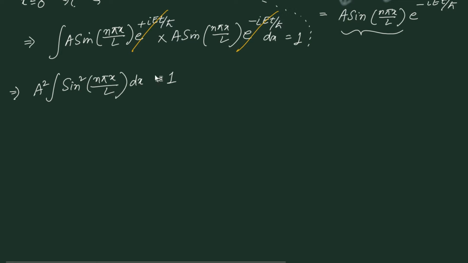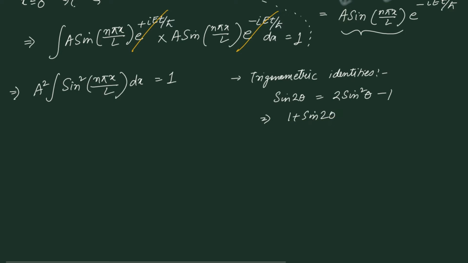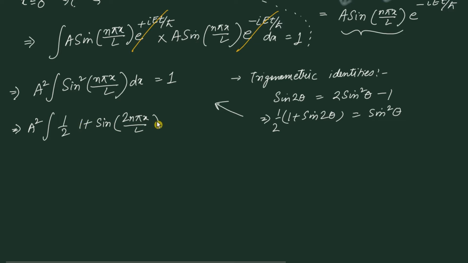So to solve this integral, we can apply some kind of trigonometric identities. For example, cos twice theta is equal to 1 minus twice sine square theta. So this is 1 minus cos twice theta divided by 2 is equal to sine square theta. So if I apply this here, then I can simply rewrite this integral as half of 1 plus sine of twice n pi x upon L, dx is equal to 1.